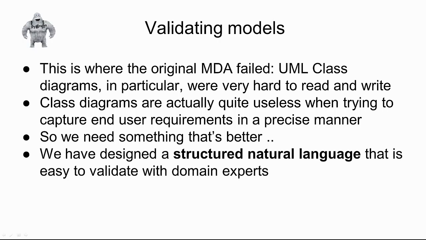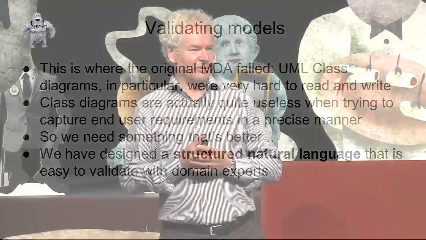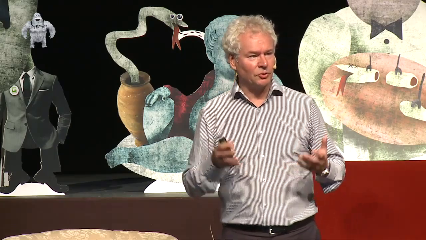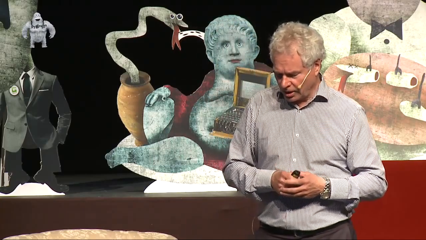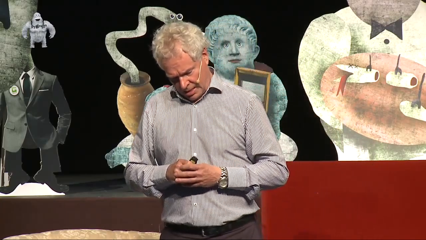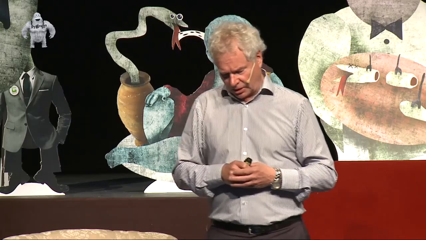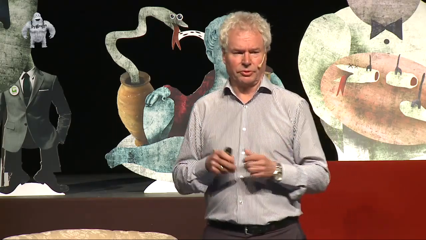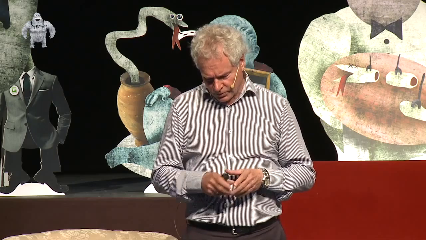if you ever tried to present a domain expert with a UML class diagram, well, that's just impossible for anybody who has no technical feeling, and even for somebody who does have technical feeling. Nobody can read UML class diagrams. Extremely hard to read, very hard to write, and to get them correct. So class diagrams are really quite useless, so we need something else that's better. And what we did is we tried to build a data model, not using graphical notation, but using a structured natural language. Why do we do that?